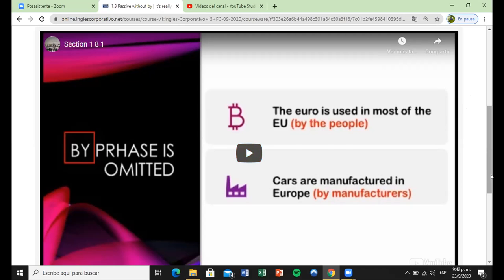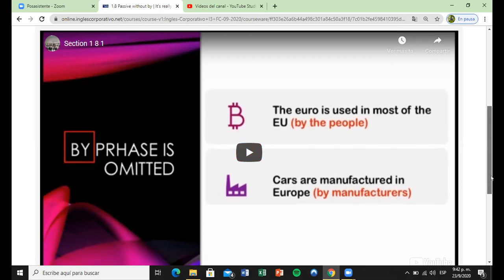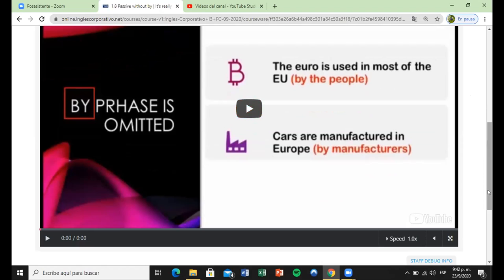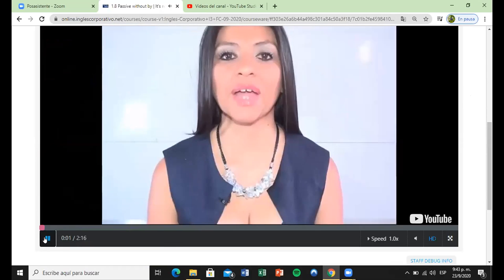The same: cars are manufactured. Why? Because the cars do not manufacture themselves. They receive the action. And the same idea. Here we have by manufacturers to say specifically who makes those cars. Is the idea of the passive okay?